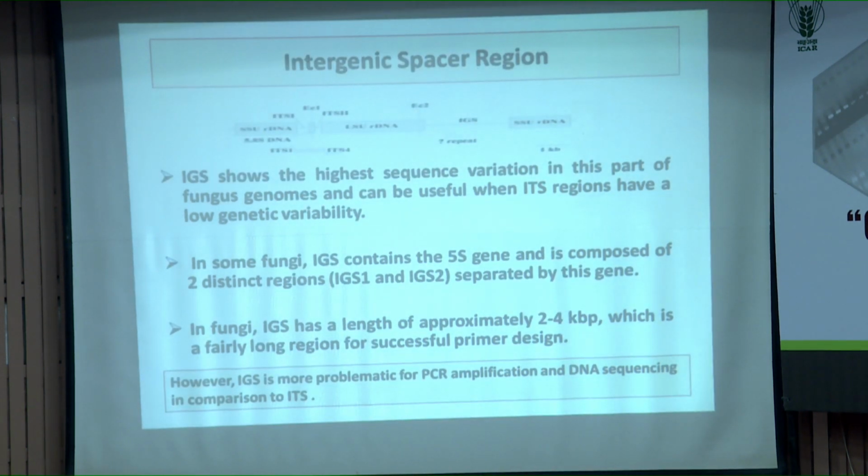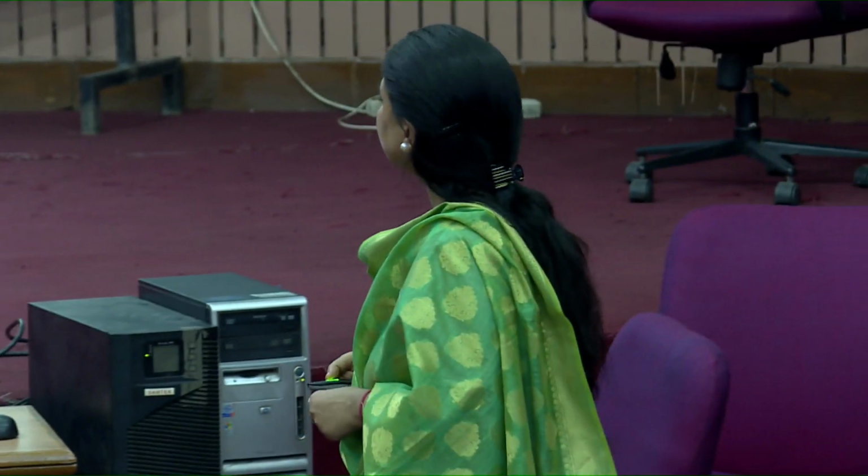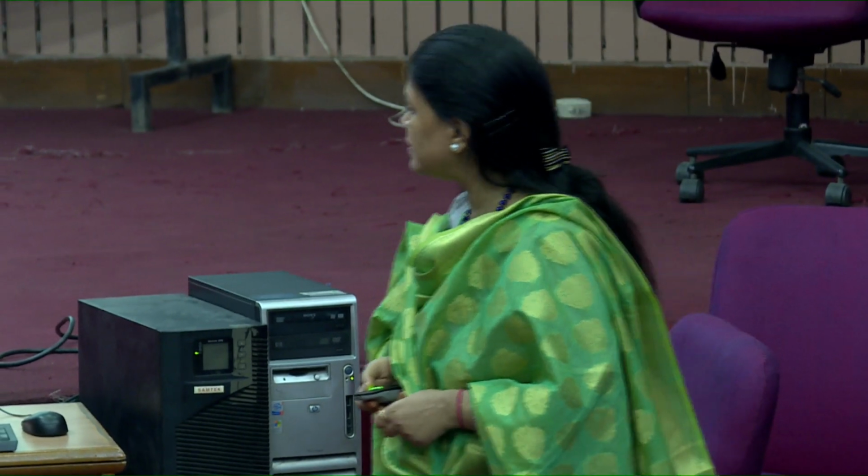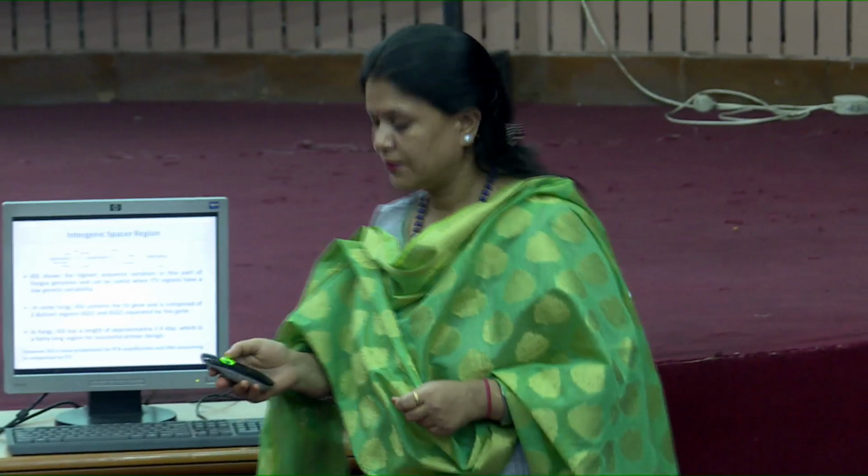The second region which can be suitable for the development of a marker is the IGS region. It is the intergenic spacer region, and it shows the highest sequence variation in fungal genomes and can be useful when ITS regions have low genetic variability. So, you can go for the IGS region also. In fungi, IGS has a length of approximately 2 to 4 kbp, which is a fairly long region for primer design, and you can use it further. Then there are some problems with IGS also: it is more problematic for PCR amplification and DNA sequencing in comparison to ITS.